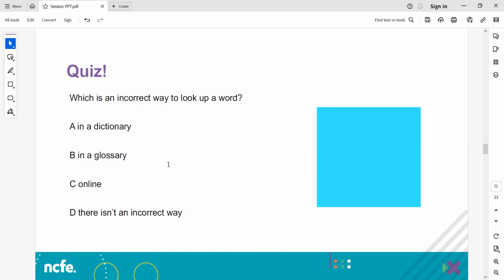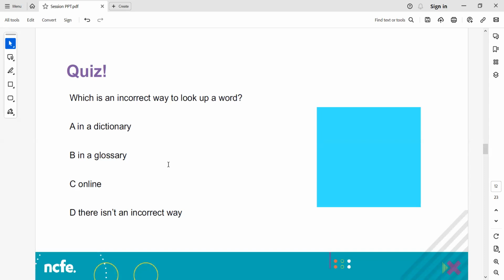One of those. So you don't understand a word. We know we could look it up in a dictionary. Could we look it up in a glossary if there is one? Yeah, we could look it up in a dictionary. We could also check a glossary if there was one. Is that another option? Yeah. Could we look it up online if we didn't have a dictionary available? We could Google it. So all of those.